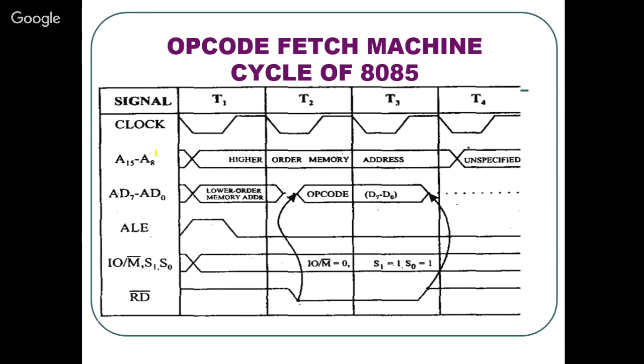As we know, 8085 consists of a 16-bit address bus and an 8-bit data bus, and the lower order address bus is multiplexed with the 8-bit data bus, AD7 to AD0, and A15 to A8 represent the higher order address lines. Assume the 8085 wants to read an instruction from memory, and the instruction is saved at memory location 2000.